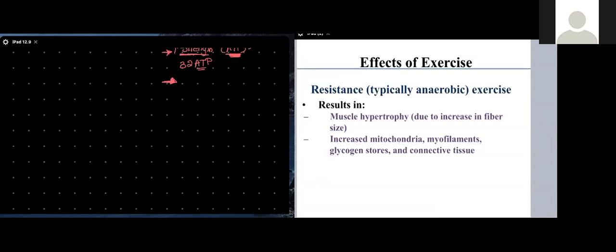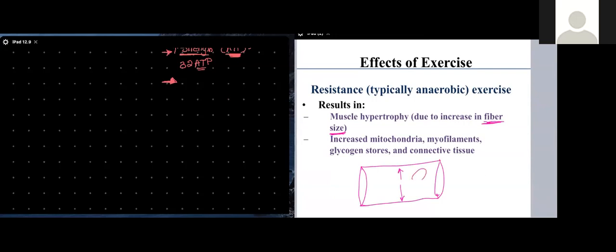So first, it's not going to be increasing the number of muscle fibers or muscle cells. You're going to be increasing the size of the muscle cells, not the number of muscle cells. So you're still going to have the same number of muscle cells, but each one of those muscle cells or muscle fibers is going to be increasing in size. You are increasing the size of each of them.